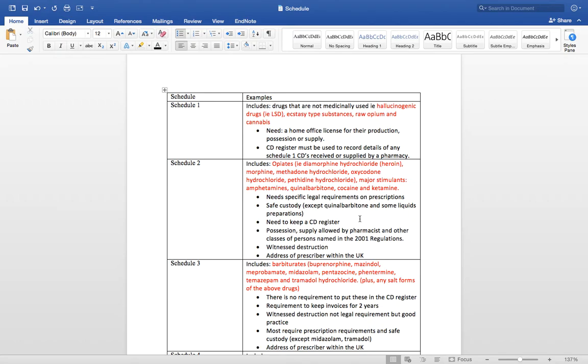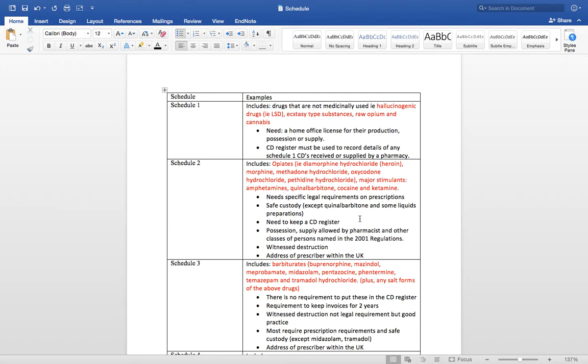Also, there are safe custody rules for Schedule 2 drugs. They need to be inside an actual CD cabinet, which has a lock and a key, and that key needs to be on the pharmacist at all times, except for some liquid preparations and quinalbarbitone, which can actually be left outside. Any Schedule 2s that are received by the pharmacy and that are dispensed and handed to a patient need to be logged into a CD register. I will also be making a video about CD registers, how to fill them out, what to do when there's an error, and stuff like that.